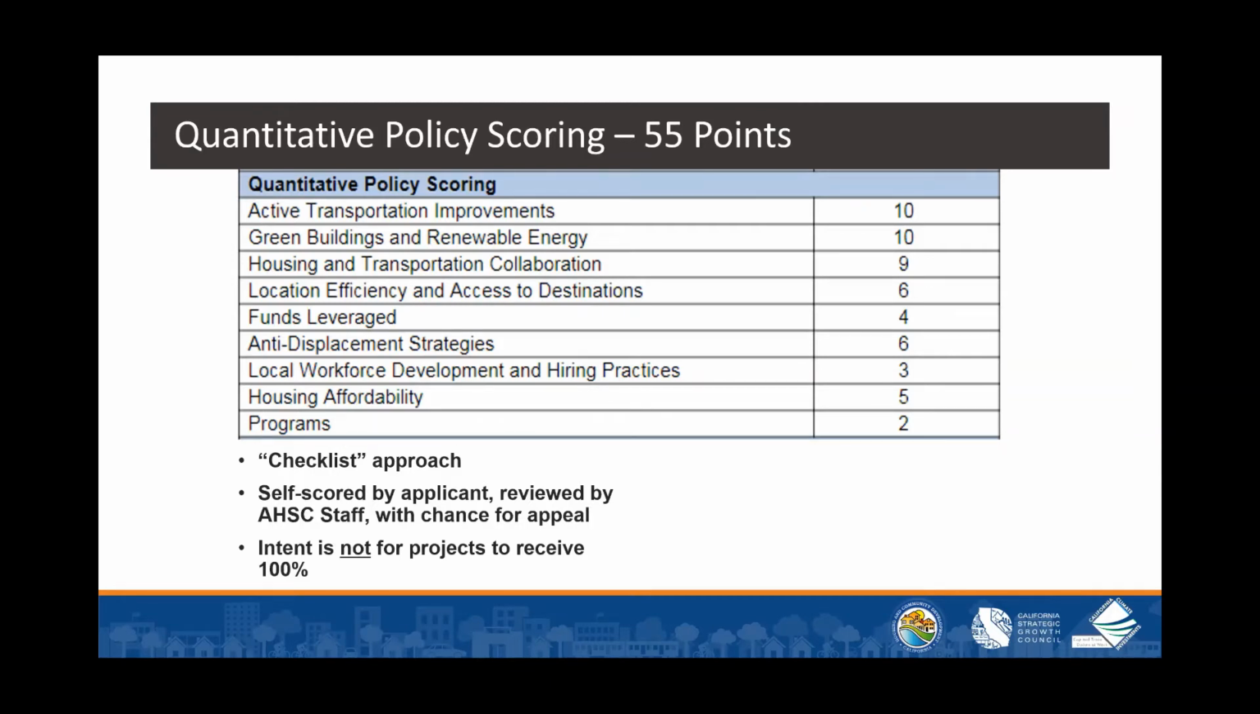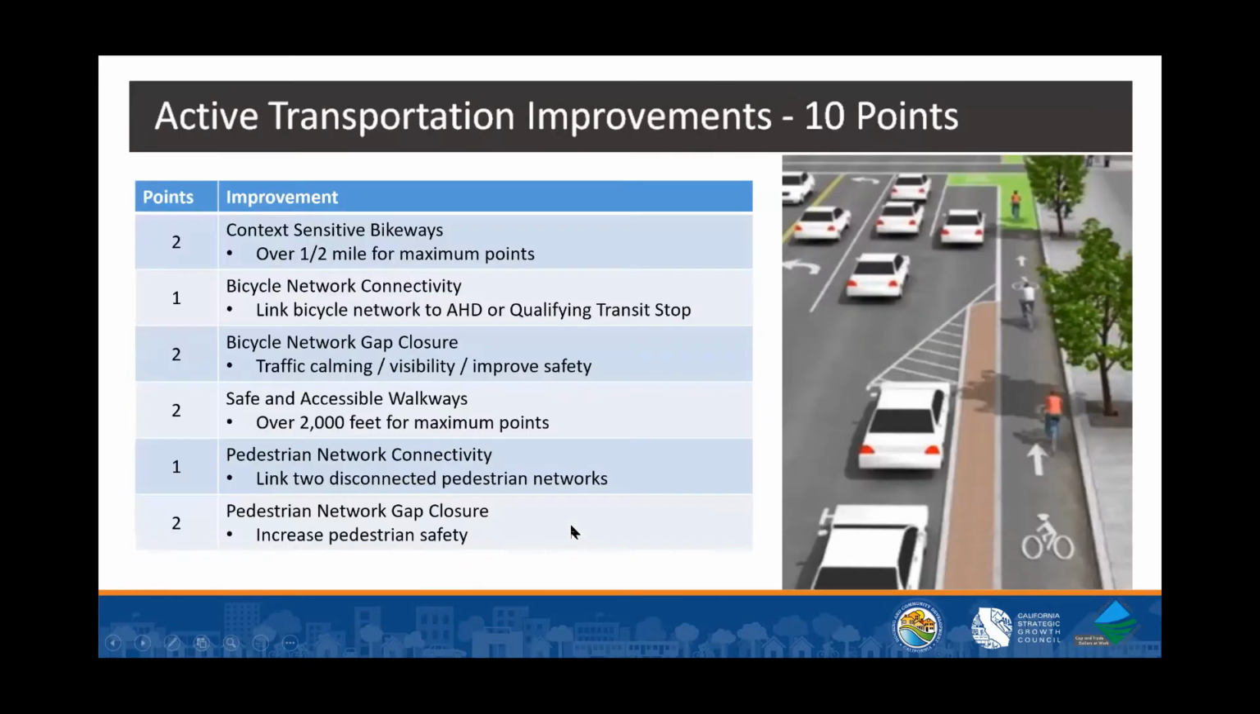Next, we go into our quantitative policy scoring. This has a maximum of 55 points. This is our largest scoring component within AHSC. It's based on a checklist type approach. This is the category that you will have the most certainty about your score. AHSC staff will review the score and send you a score letter. You do have an opportunity to appeal your score. Once again, the intent is to get as many points as possible. In the next few slides, I will go over a breakdown of all the components within the quantitative policy scoring.